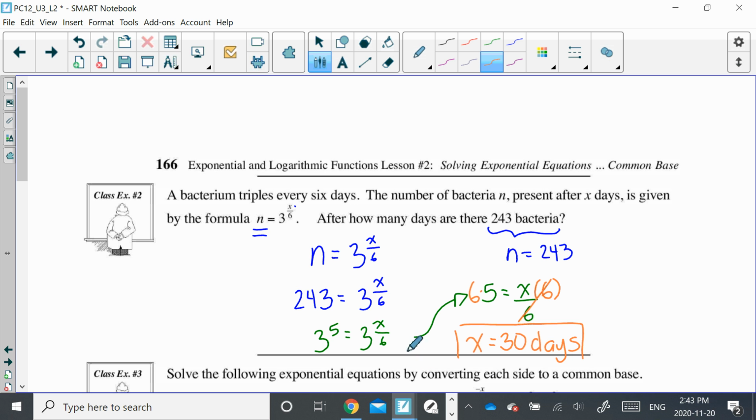Because this is technically a word problem, you would write a sentence if this was ever on a quiz or an exam. So you would say after 30 days, there would be 243 bacteria.